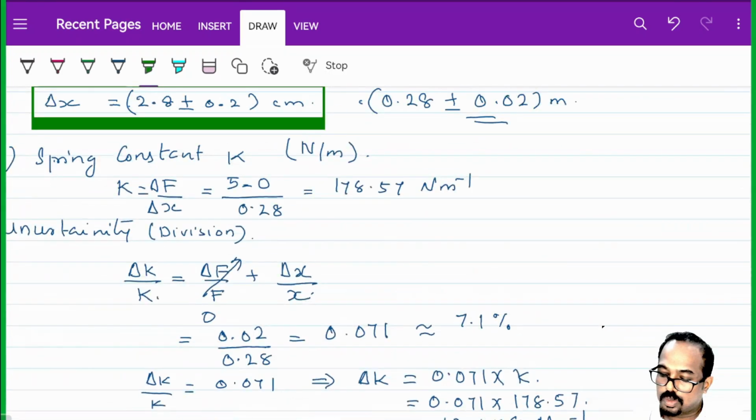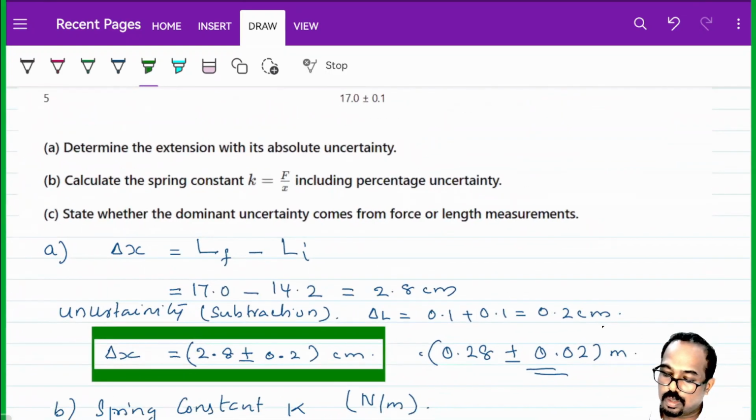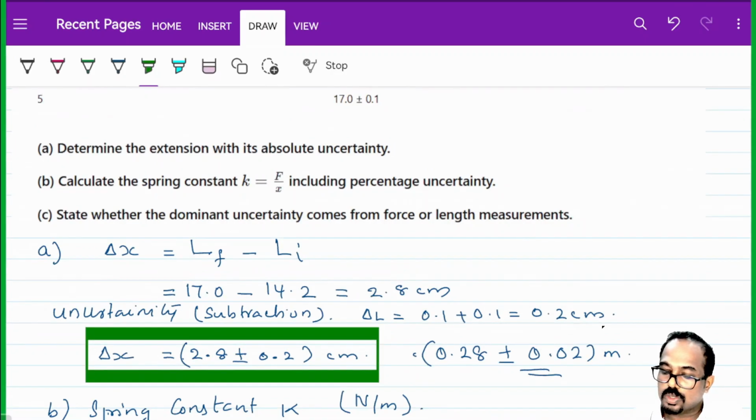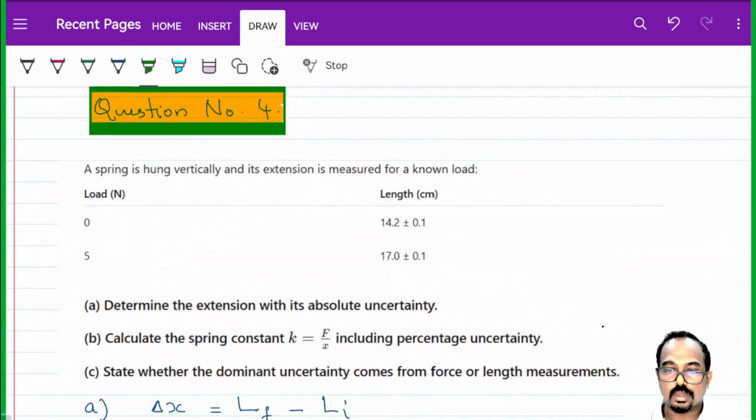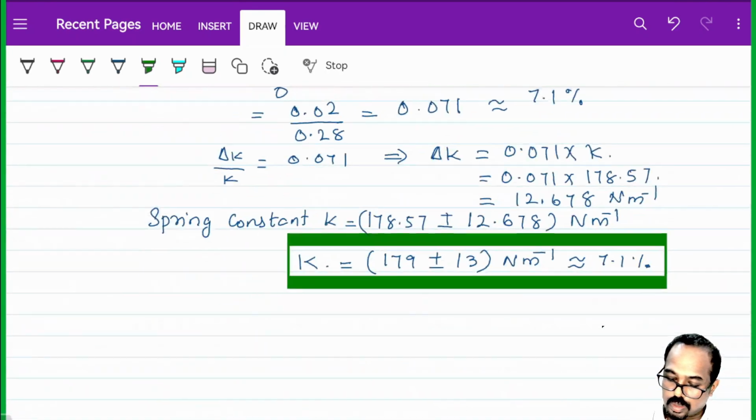Okay. So next part is what? State whether the dominant uncertainty comes from force or length measurement. So force, we didn't consider any uncertainties here. We assume that it has no uncertainty, but actually it will have uncertainty, right? The dominant uncertainty comes from length measurement. So you can write like that. You can phrase it like this.